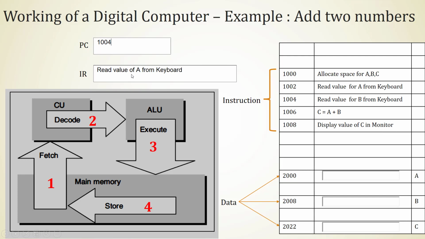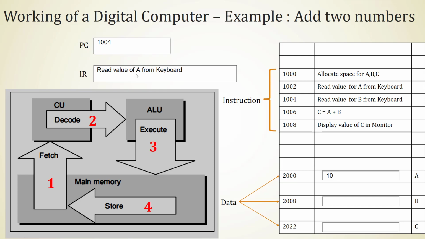So, read value of A from keyboard. The operation to be performed is to get the value from the keyboard. That means the user has to enter some value on the keyboard, and that value must be stored in A. What is A? A refers to another memory location. So definitely the user will enter some value. Just imagine the user entered the value 10.